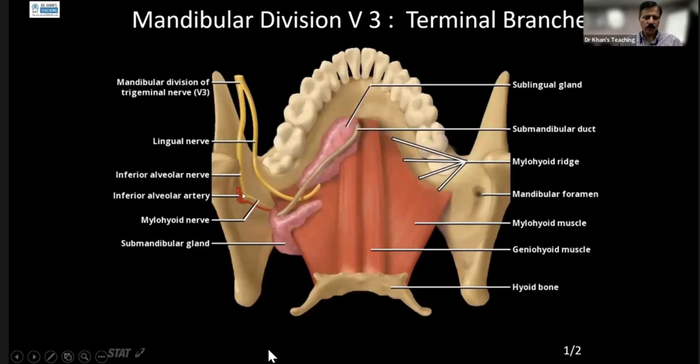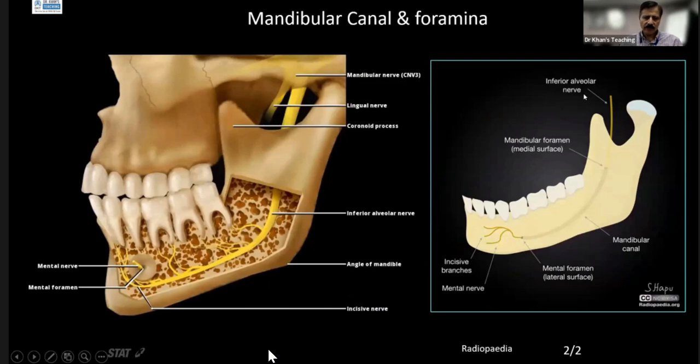The inferior alveolar nerve goes into the mandible through this foramen, and this is the mandibular foramen. So on imaging, we can see it, and that is why it is important for you. So it goes into the mandible like this, passes through the mandible, and on the other hand, 2 small branches come out here through the mental foramen, which is also visible on imaging.